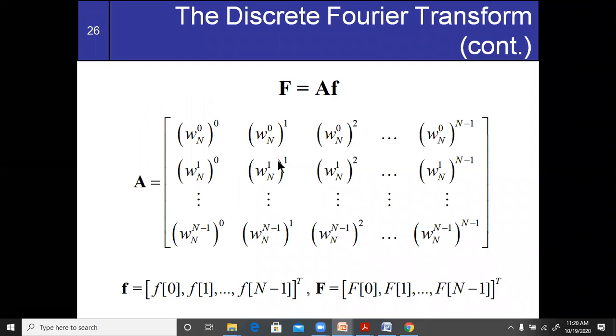Similarly, you can go back over here and see this is W_4 to the power 1 whole square. So that will give us e to the power of minus j 2 pi by 4 into 2, and that will give e to the power of minus j pi.